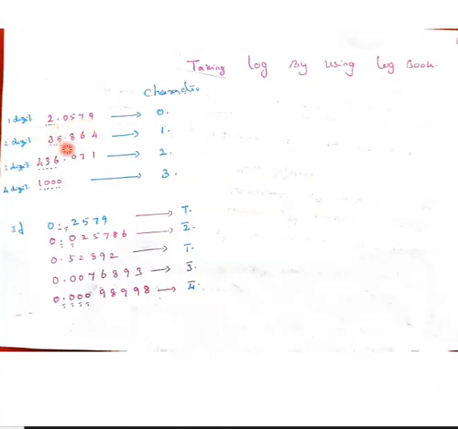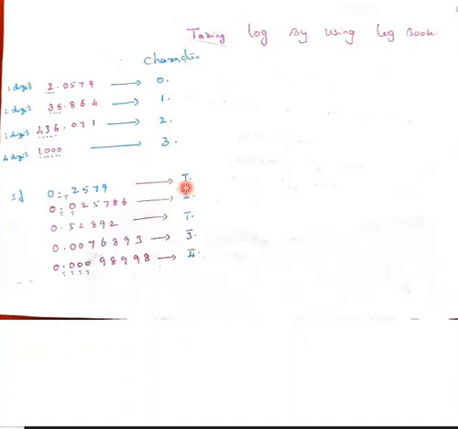2.0579 or 35.864 or 436.071 or 1000. We should see the digits. If it is 1 digit, the characteristic should be 0. If it is 2 digits, 1 point; 3 digits, 2 point; 4 digits, 3 point is the characteristic by taking the log value. And if it is 0 point and a number, the 0 should be considered as bar 1.